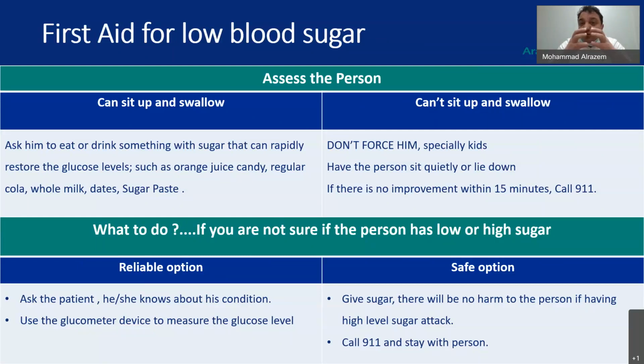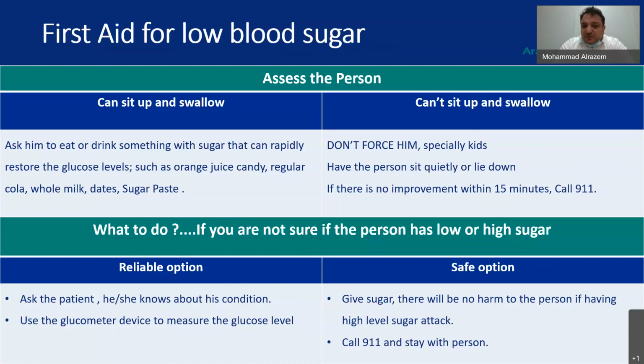Any drink that contains sugar, give it to him. But if he cannot sit up and swallow, don't force him, especially kids, because when you force them, they will start to vomit and make things worse. Have that person sit quietly or lie down. If he does not get better within 15 minutes, immediately call 911.